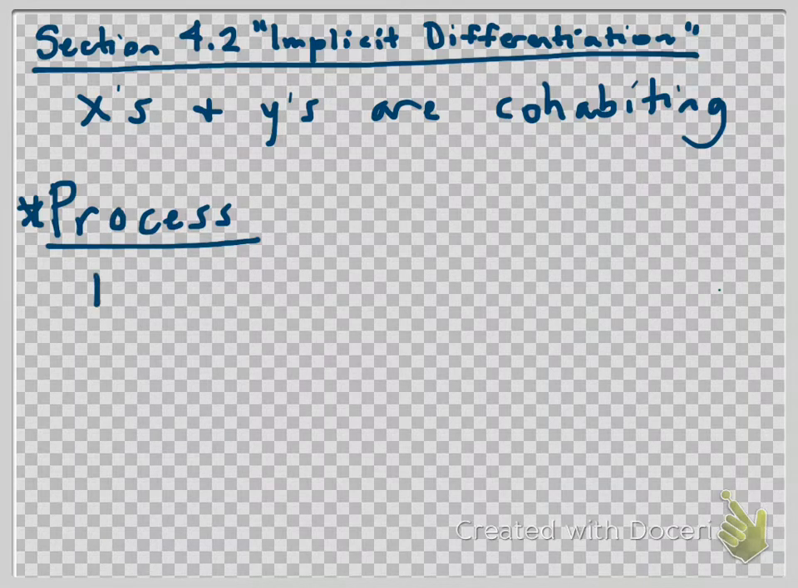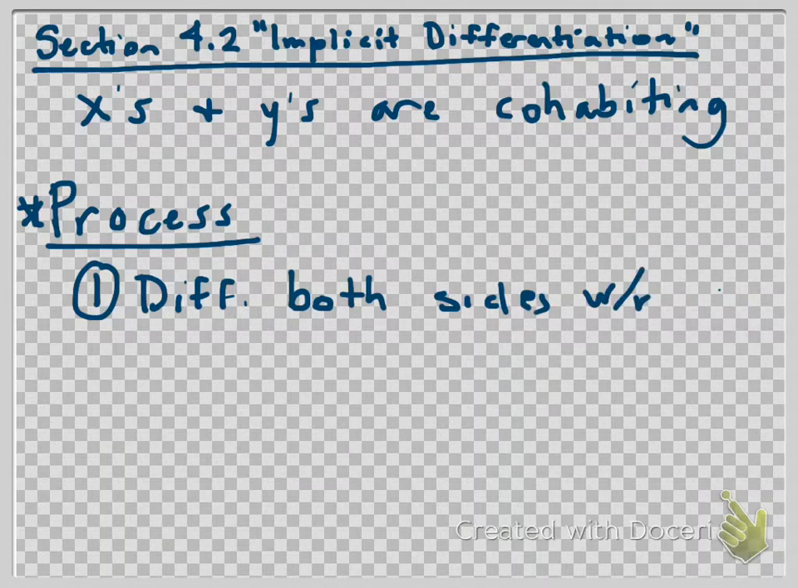The process, step 1, is differentiate, and I'm going to abbreviate that to DIFF, differentiate both sides with respect to x. As we write these steps, it's going to sound really simple, but as with many things in calculus, the things that seem really simple on their face become much more complex when you attempt to do them on your own.